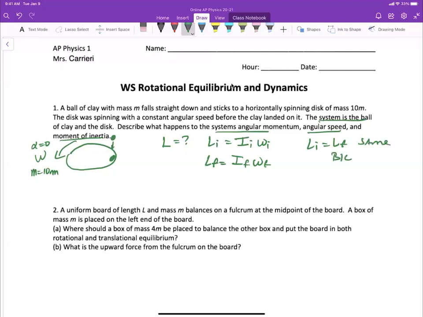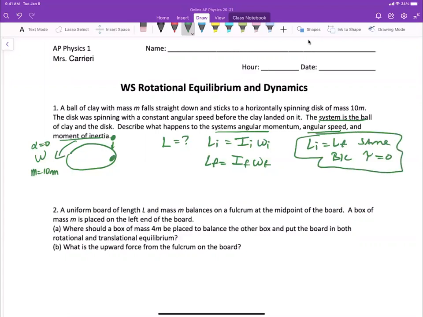because there's no outside torque, therefore momentum is conserved. Okay, sorry, I was interrupted. All right, so the angular momentum is the same because the outside torque is 0. So there's no outside torque. So that's the first thing.